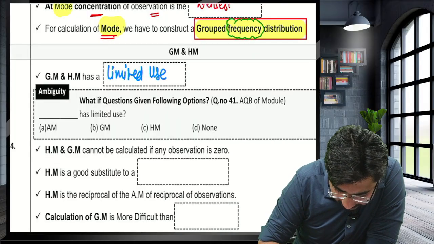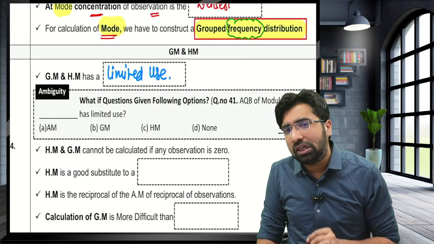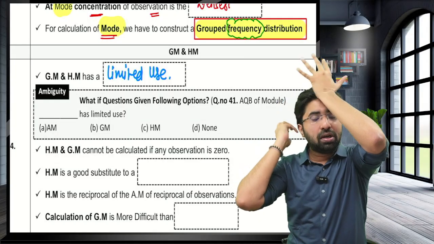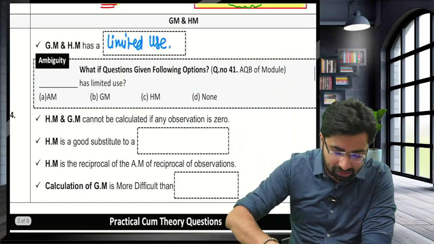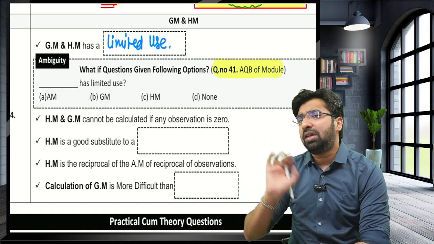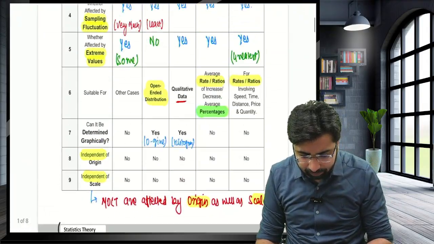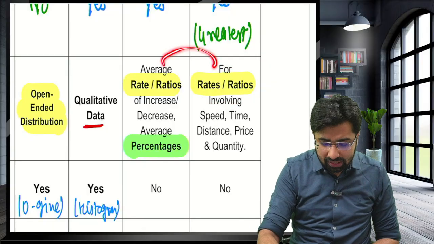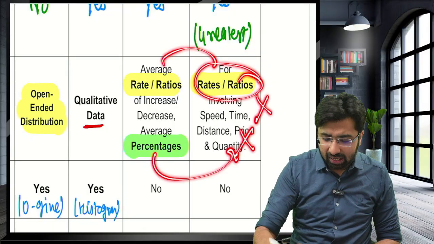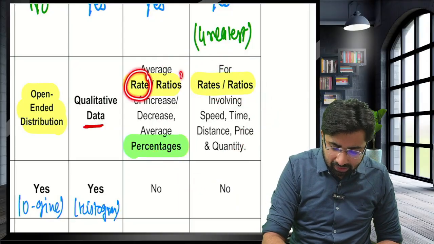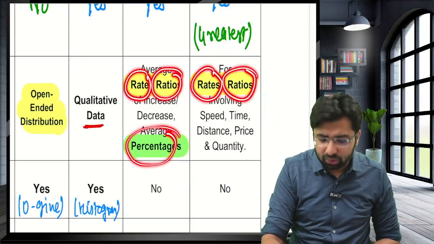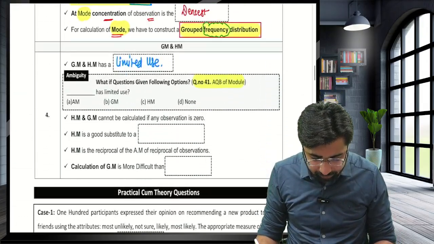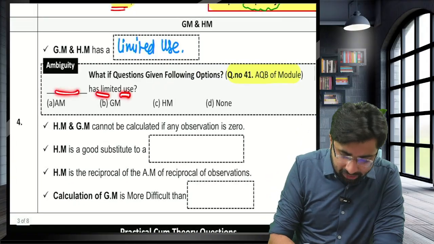So why are we saying limited use, guys? They can be preferred only when we need to calculate the average of ratios and rates. In the exam, in your additional question bank, you will find one question. Yes, AM and GM both have limited use. But HM has more or less use as compared to GM. HM is used for ratios, rates, and percentage, while GM can be used in only 2 ways: when we need to calculate the average of ratios and rates. So if the question says dash has limited use, you will get ambiguity.